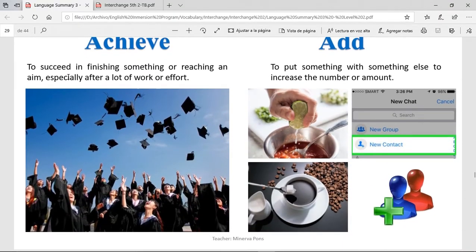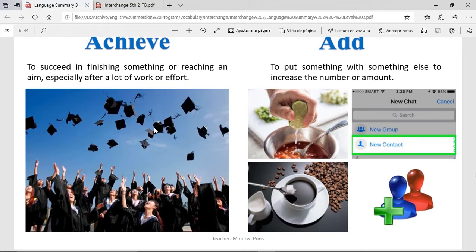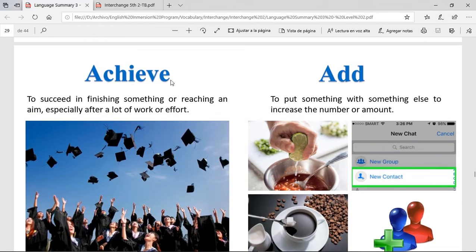Achieve. To succeed in finishing something or reaching an aim, especially after a lot of work or effort. What you're doing right now is learning English. When you finish and you feel that you actually know English, you can see that you achieved learning English. Also, when you go to college and you're pursuing your career, then when you finish and you start to be an engineer, a doctor, a publicist, or anything, then you achieved your goal.